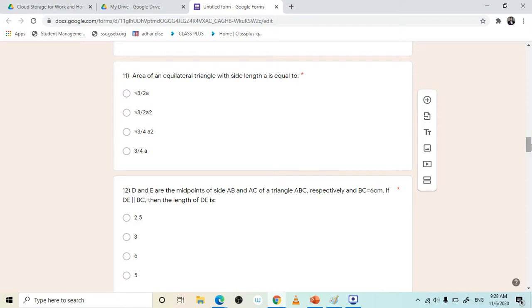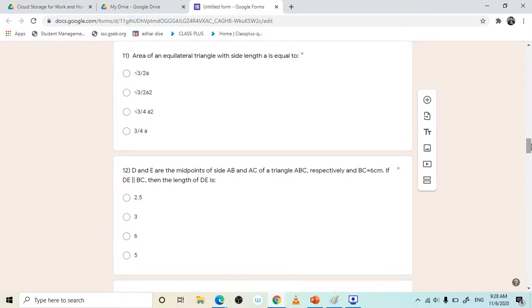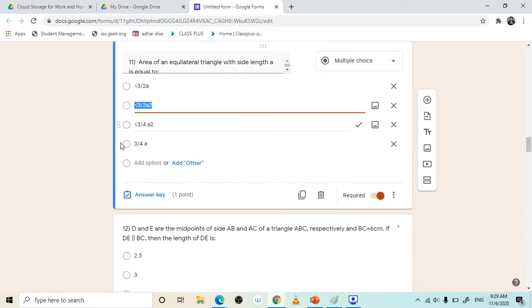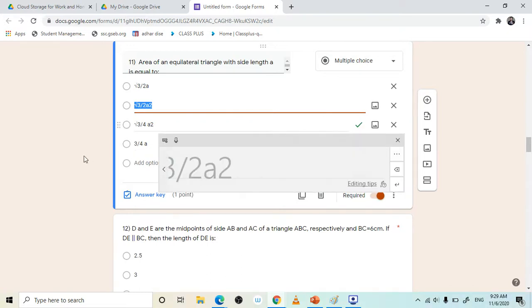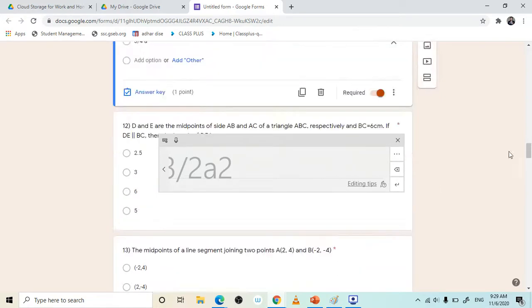Equilateral triangle's area, this is the formula: root 3 by 4 into a square. Option C will come. Here you can see this is the correct answer. Now next is the 12th question.